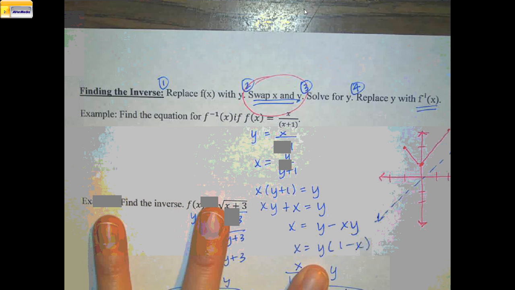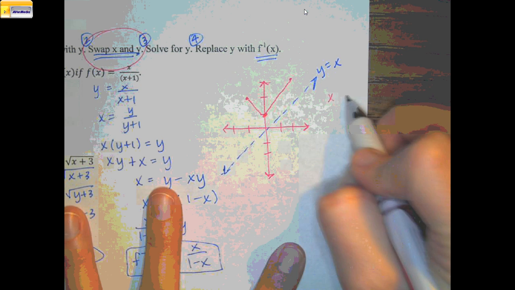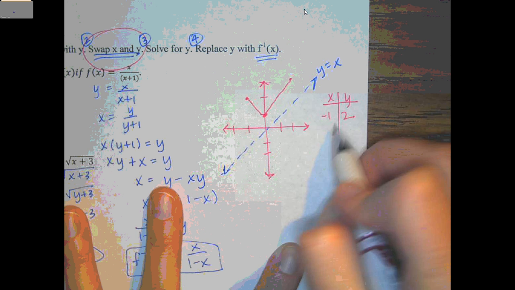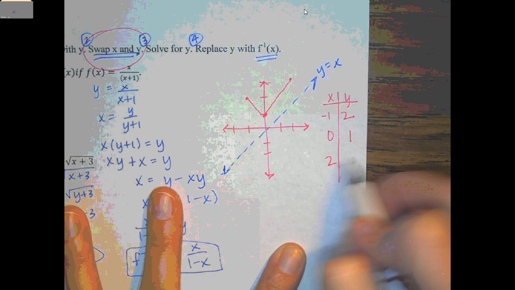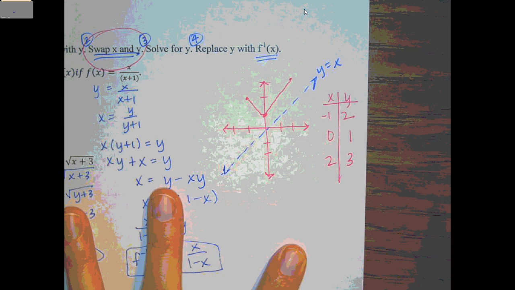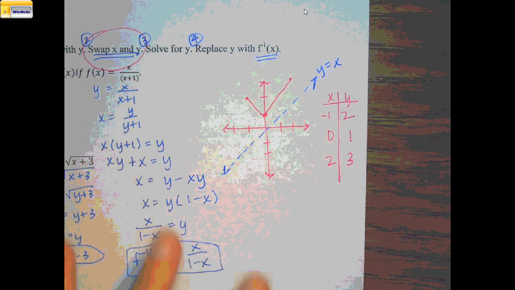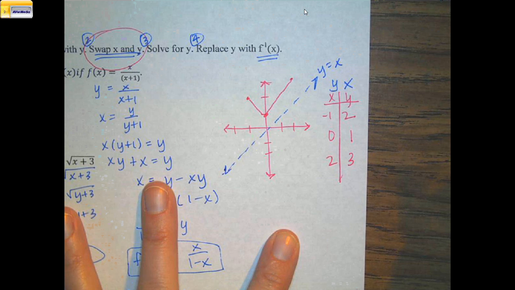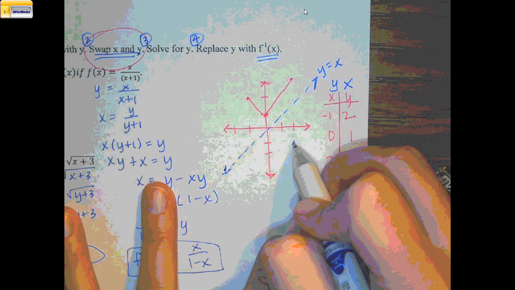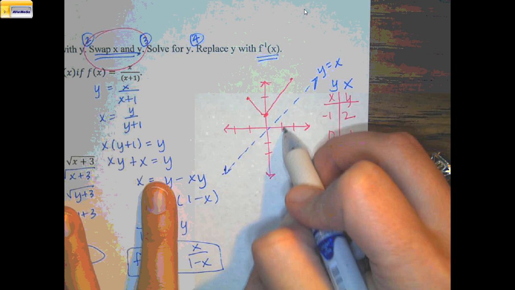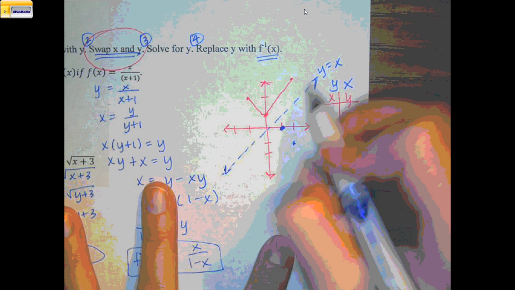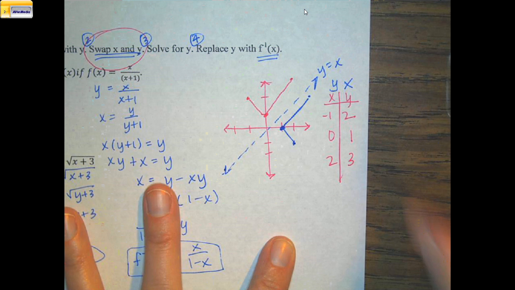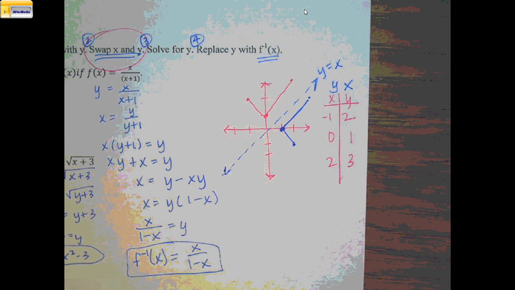That works on a t-chart also. So if you make a little t-chart, my points are negative 1, 2, 0, 1, and 2, 3. If you switch the x's and the y's, and then graph it. So instead of negative 1, 2, I have 2, negative 1. Instead of 0, 1, I have 1, 0. And instead of 2, 3, I have 3, 2. You'll see a mirror image. And that's how you can graph an inverse.